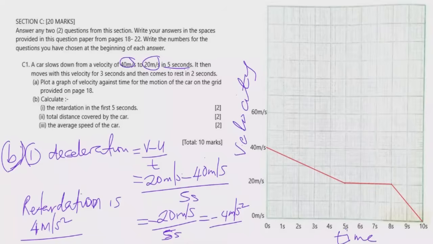That is the answer that examiners wanted. So after finding the deceleration, you write it like this: retardation is equal to 4 meters per second squared.